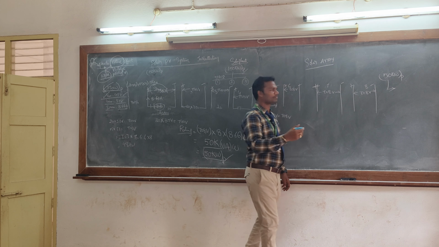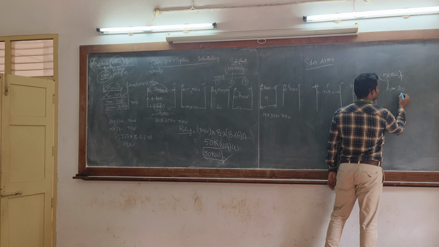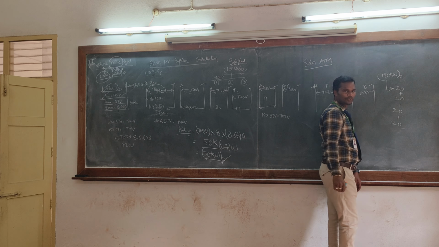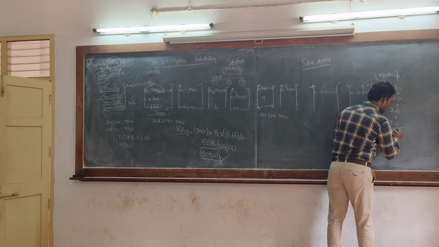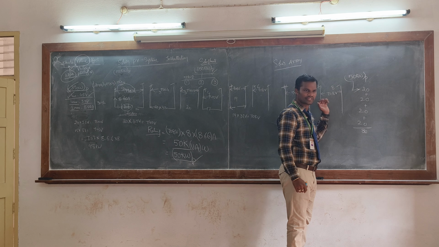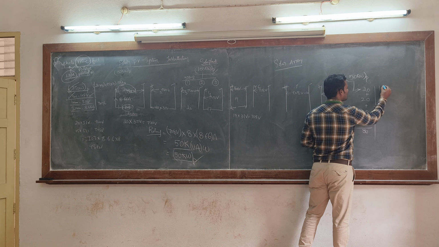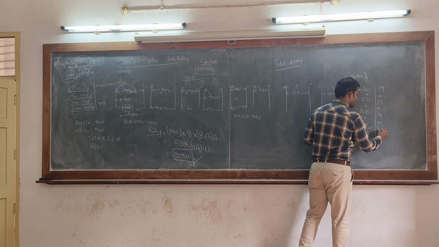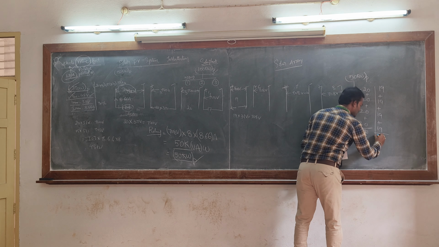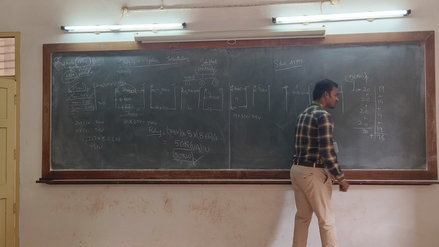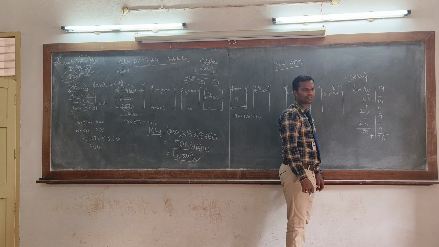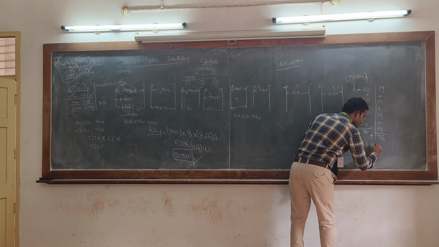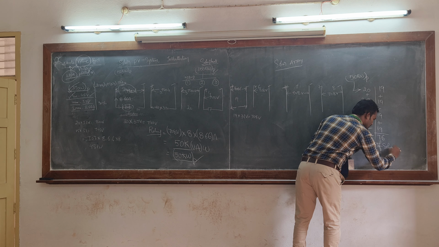How many panels are there? 20. The first string consists of 20 panels, plus second string 20 panels, third string 20 panels, fourth string 20 panels. What is the total addition? 80. This is one set in our string inverter. Coming to the second set, you have 19 in series plus 19 plus 19 plus 19. How much is this? 76. Now add the total of the sets, 80 plus 76. How much? 156 solar panels.